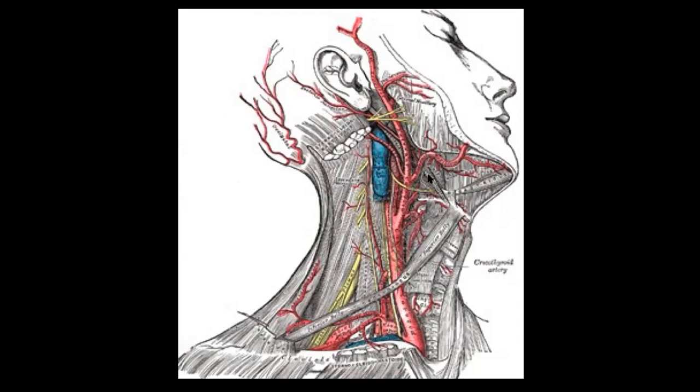First branch is the superior thyroid. Second branch is the lingual artery. Third is the facial artery. So this is the facial artery which is going to the face. See here, it is making an S-shaped loop around the submandibular gland. So this is the facial artery, third branch.